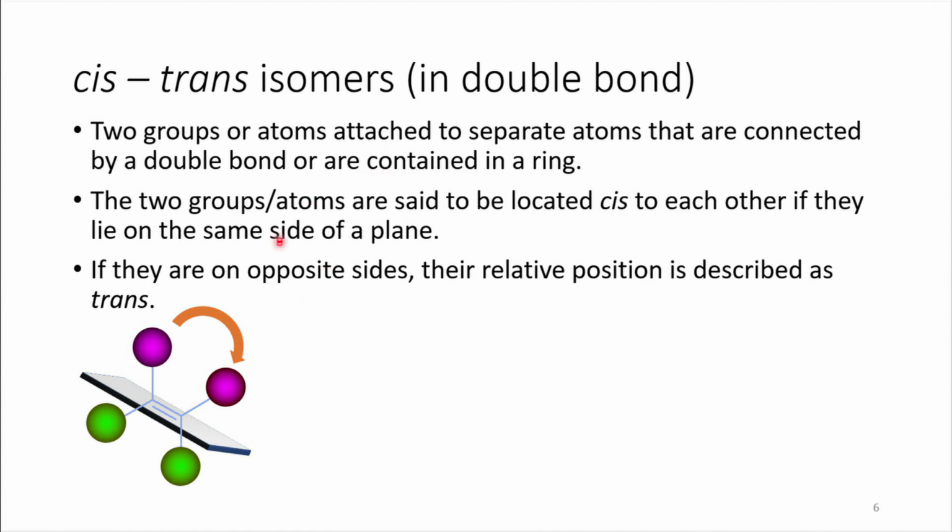So, in this particular slide, we will be looking at the double bond cis-trans isomers. There is a double bond represented here, and there are two similar groups which are present on the same side.